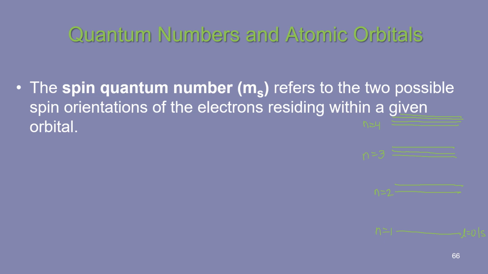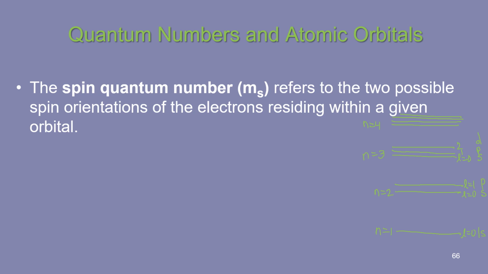On the second shell, L can be equal to 0 or it can be equal to 1, which means I have an S subshell and a P subshell. So there's a 2s and a 2p. There's only a 1s. On the third level, L can be equal to 0, 1, or 2, which means I can have an S subshell or a P subshell or a D subshell.